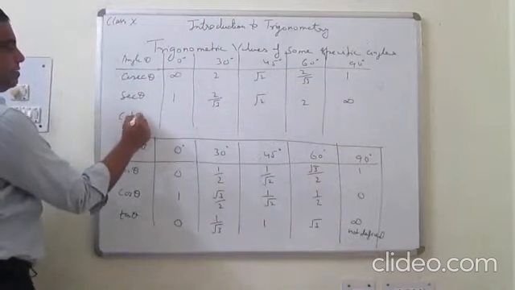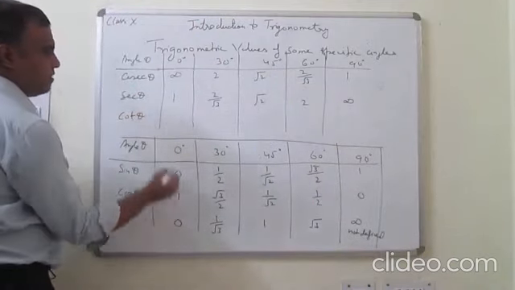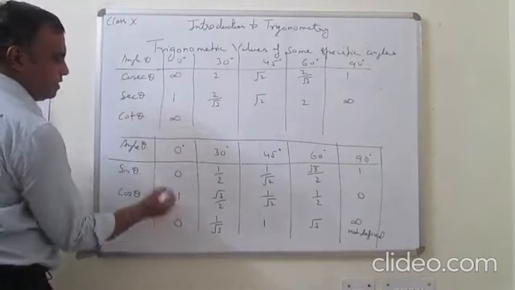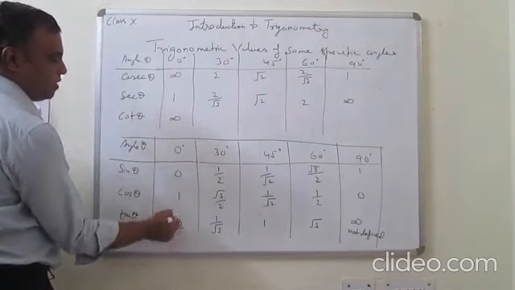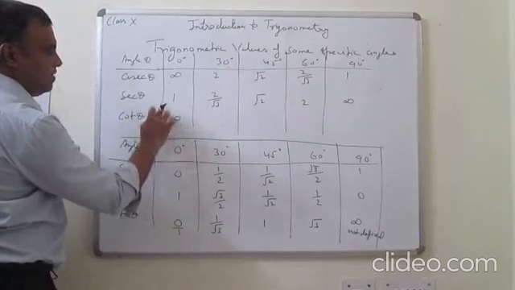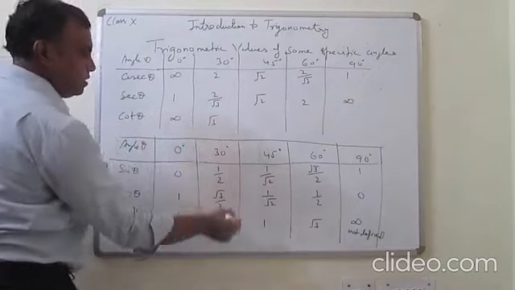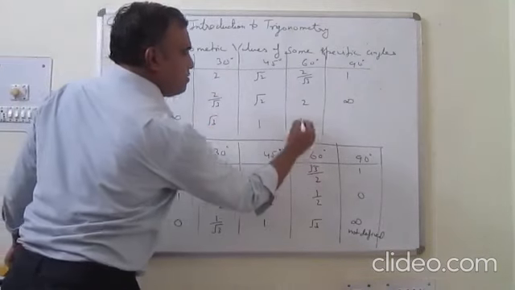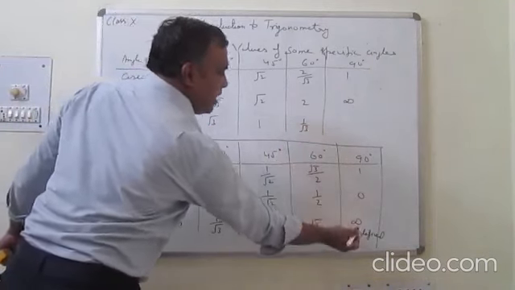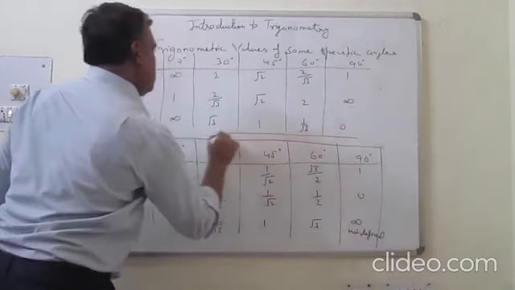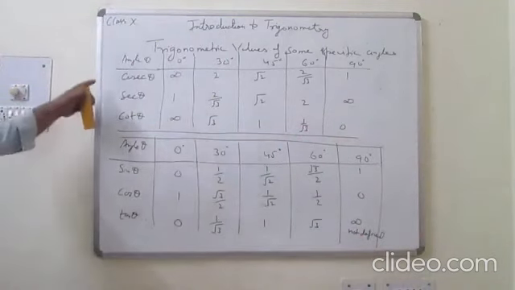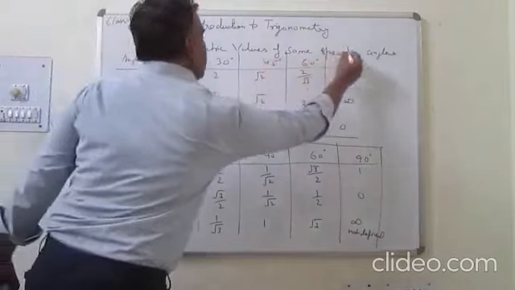Now cot theta: 0 upon 1 gives 1 upon 0, which is infinity, not defined. Then root 3, then the reciprocal of 1 is 1, then 1 upon root 3, and what will the reciprocal of not defined be? 0. These are the trigonometric values of some specific angles.